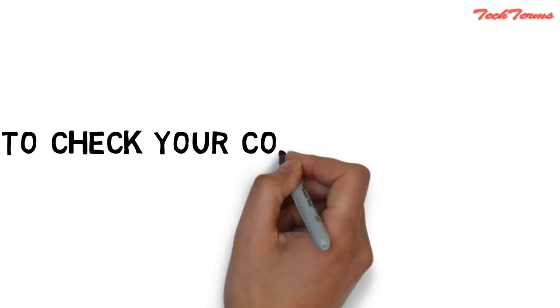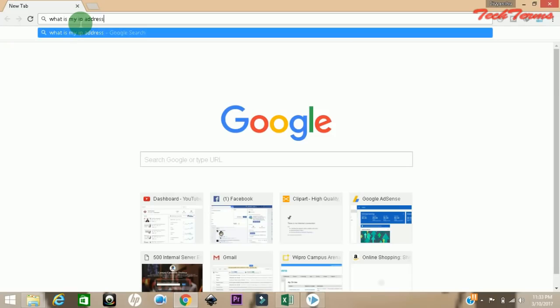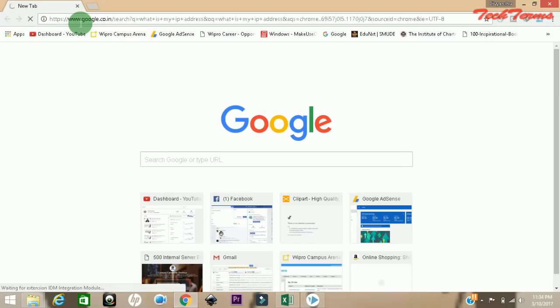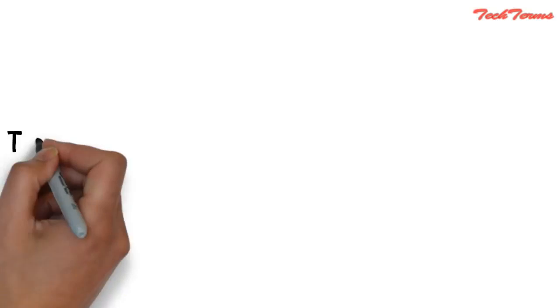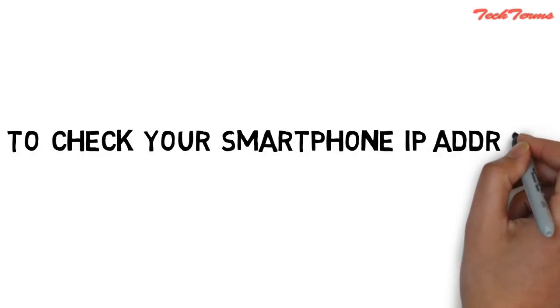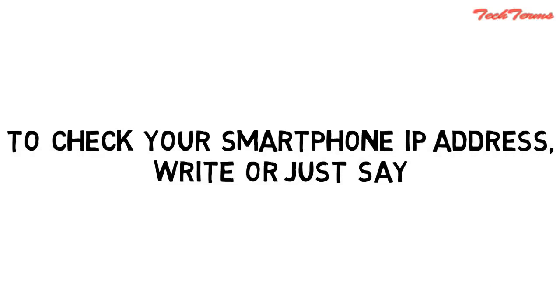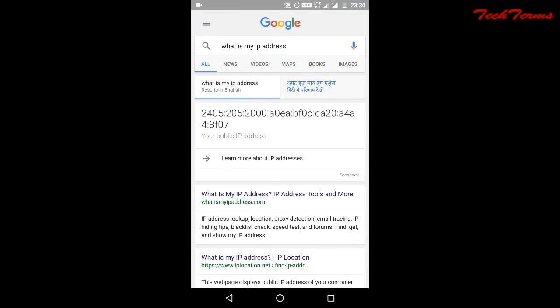To find your computer's public IP address, write "What is my IP" in www.google.com. Google will tell you your computer's public IP address. Similarly, to find your smartphone's public IP address, write or just say "What is my IP" in your smartphone. Google will tell you your smartphone's public IP address.